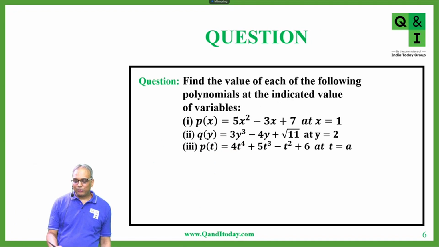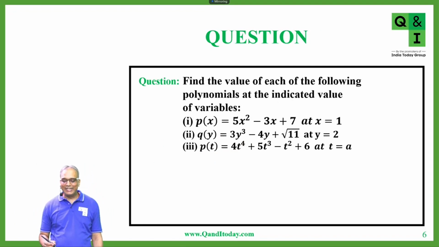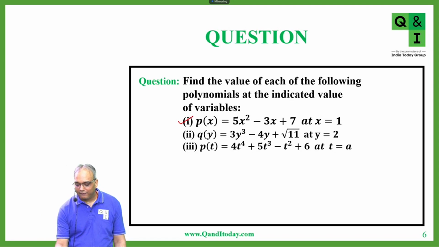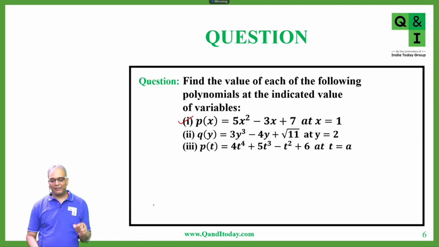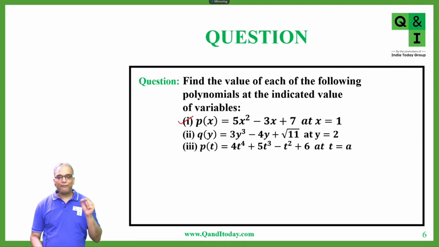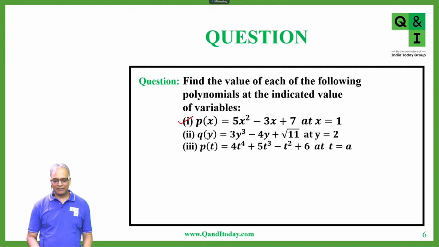So here we are doing 3 examples. We have to find the value of each of the following polynomials at the indicated value of variable. So first one is P(x) equal to 5x square minus 3x plus 7. Find the value of this polynomial at x is equal to 1. Means you have to find P of 1 here in the first.